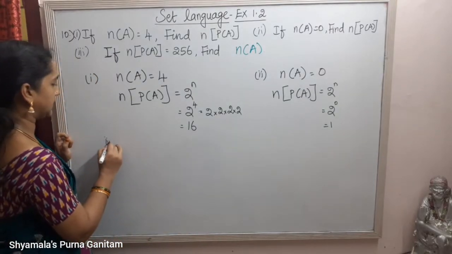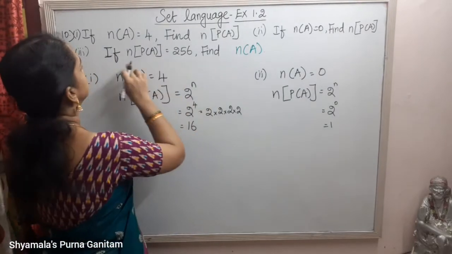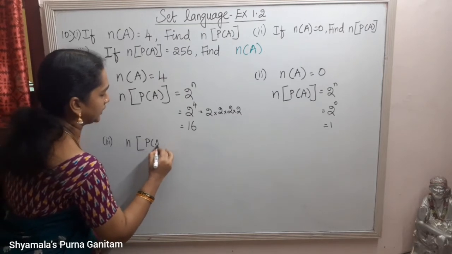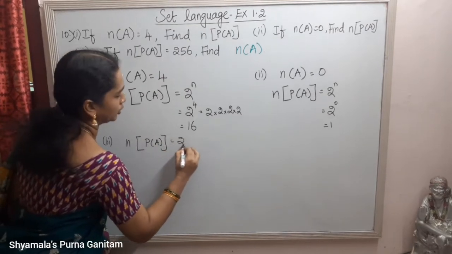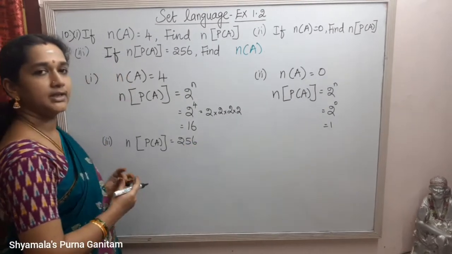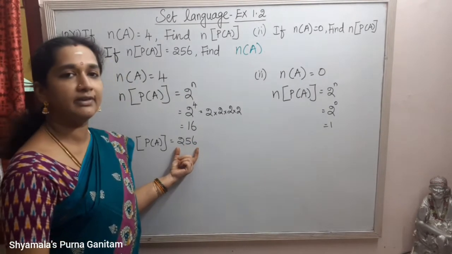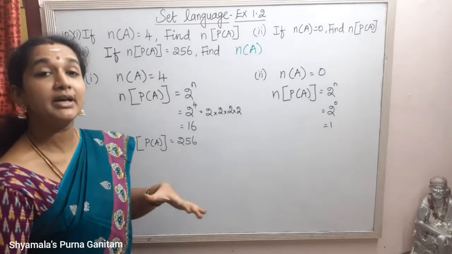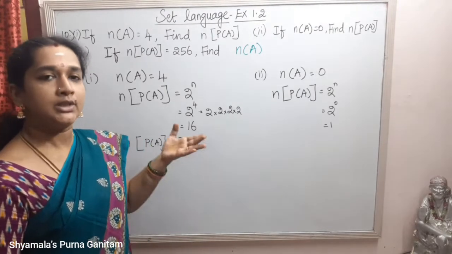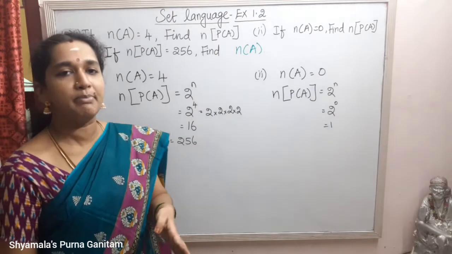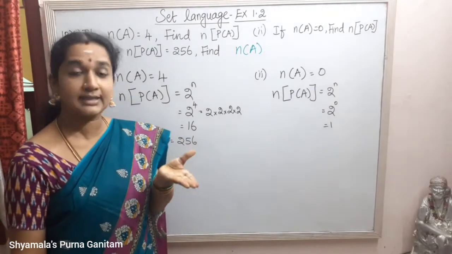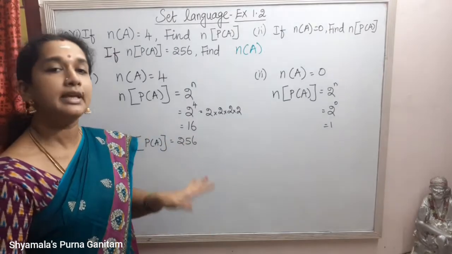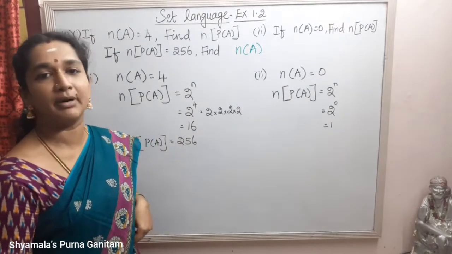Then the third sum is n of P of A is equal to 256. Here the number is not given in the form of a base and power n. So this has to be converted to a base 2. Then only we can find the value of n for that.